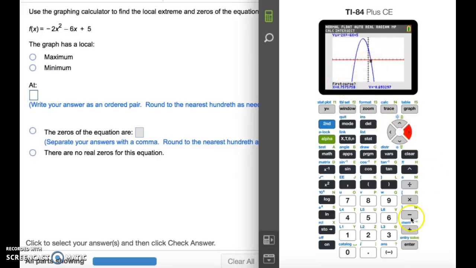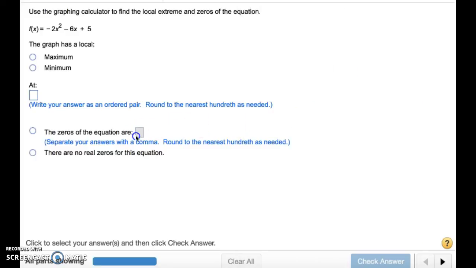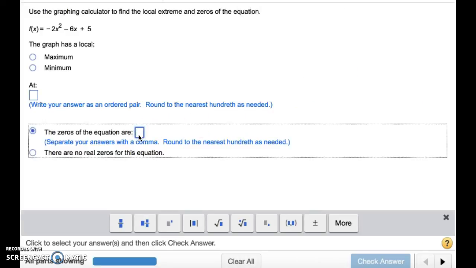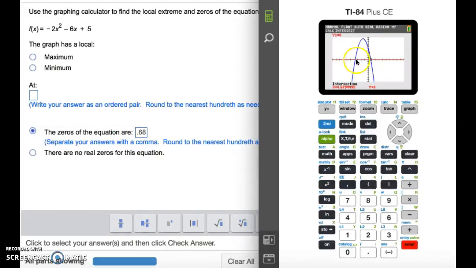And it says my first curve. I press enter. It says second curve, which is the other line, and I press enter. I skip the guess, just like we did before. And it tells me that this intersection, or this 0 value, is 0.679. So over here I'm going to round to the nearest hundredth. So I would do 0.68. So I can type that in, 0.68.